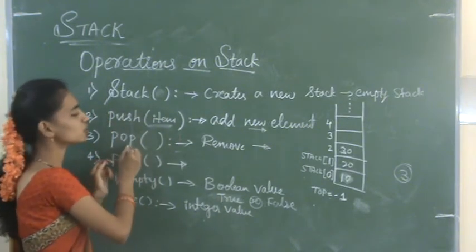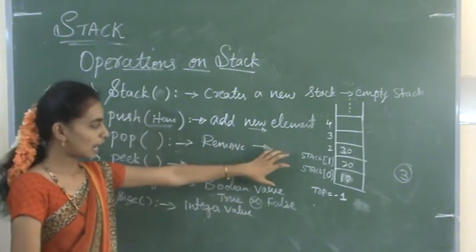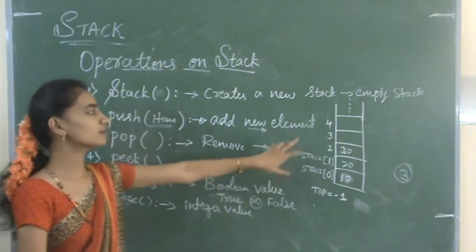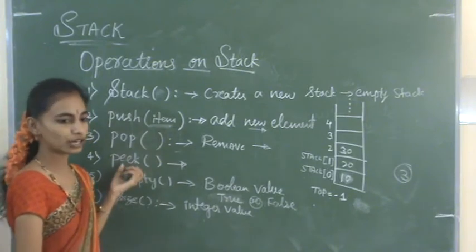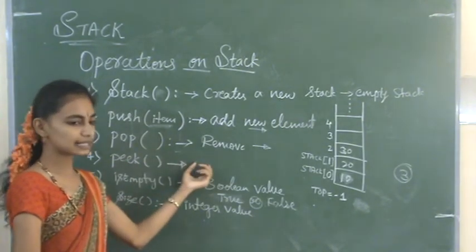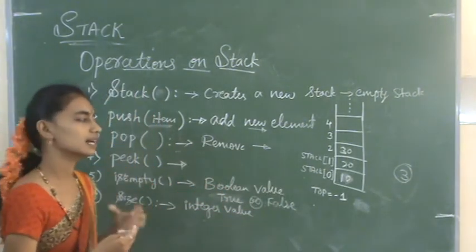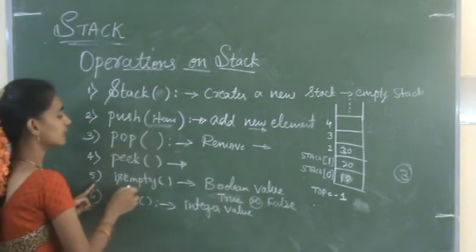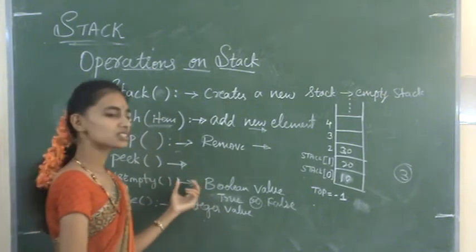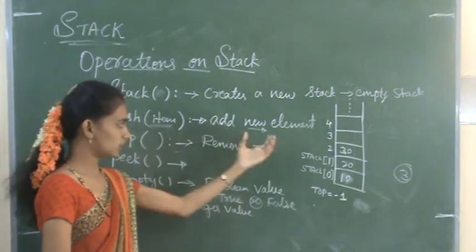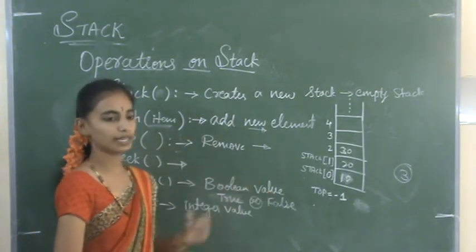So this pop function removes or deletes the existing item from the top of the stack. Okay. So next one is the peek function. This function returns the top item from the stack and it doesn't modify the stack. So next one is isEmpty. This isEmpty function tests whether the given stack is empty or not, and it returns a Boolean value.